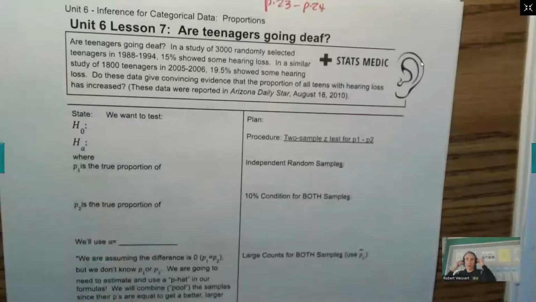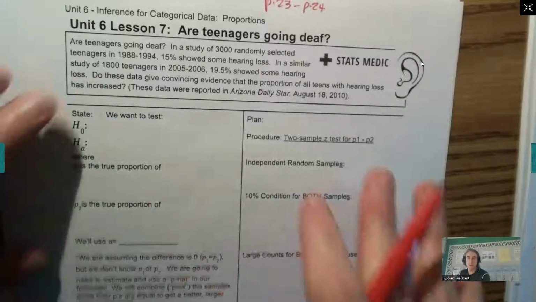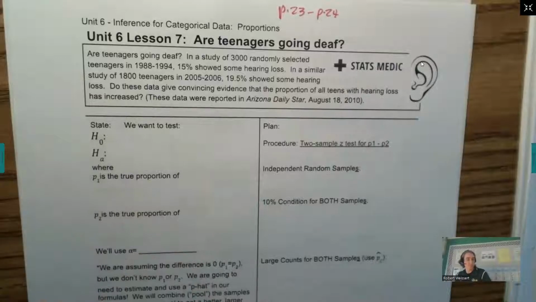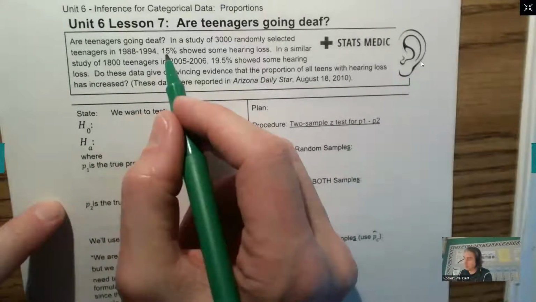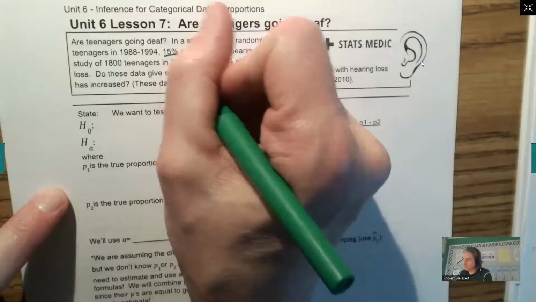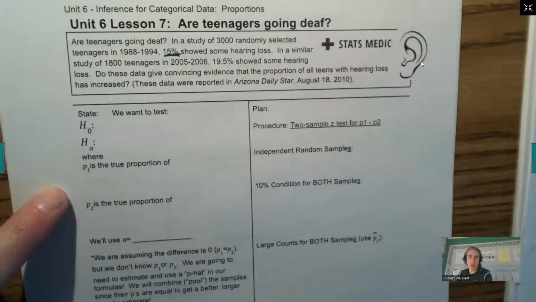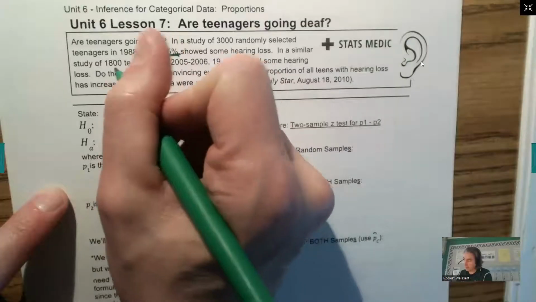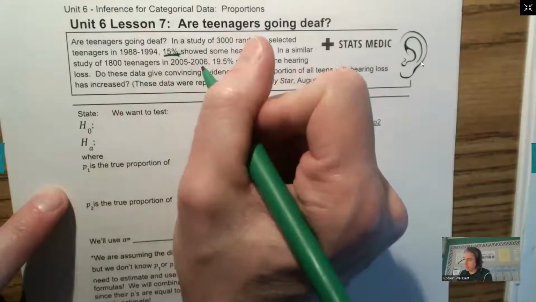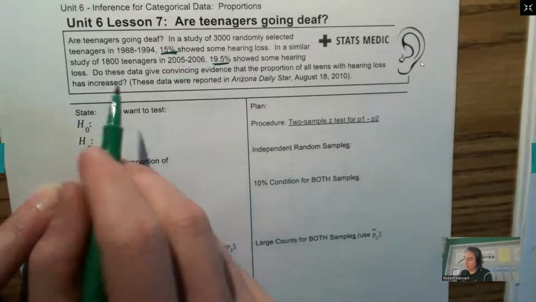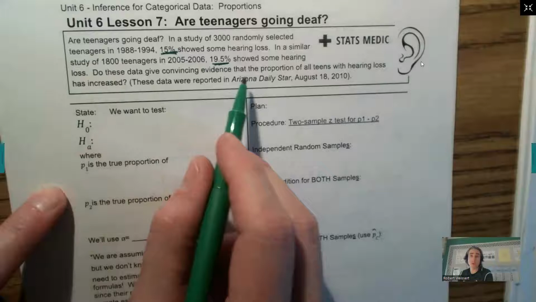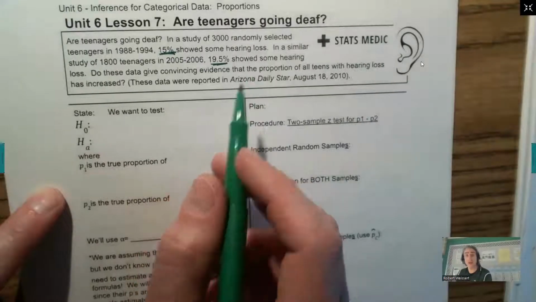So let's read through the problem and work through this part together. Get your pen out and we'll get started. Question: are teenagers going deaf? In a study of 3,000 randomly selected teenagers in 1988 through 1994, 15% showed some hearing loss. In a similar study of 1,800 teenagers in 2005-2006, 19.5% showed some hearing loss. Do these data give convincing evidence that the proportion of all teens with hearing loss has increased?